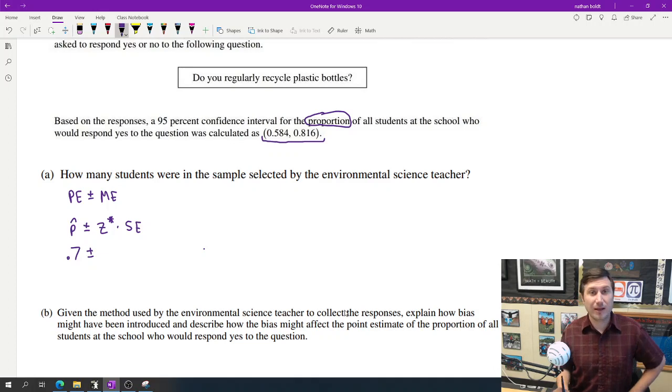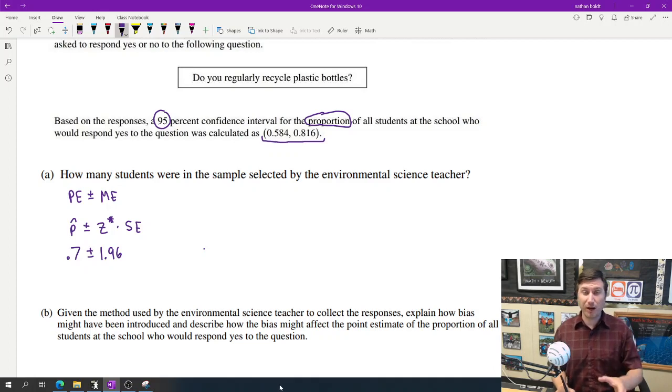plus or minus. Now, what's our z star? So for a 95% confidence interval, the z star is 1.96. You could probably get away with using 2 for this one and still get the right answer, but to be more precise, it's 1.96 times the standard error. Now, what is the standard error? It is the square root. Now, if you don't remember this formula, it's definitely in your formula sheet. You would find the standard error for a one proportion sampling distribution. But it is p times q divided by n.